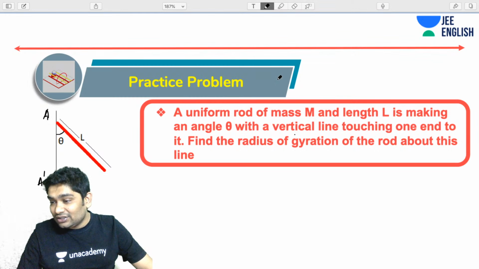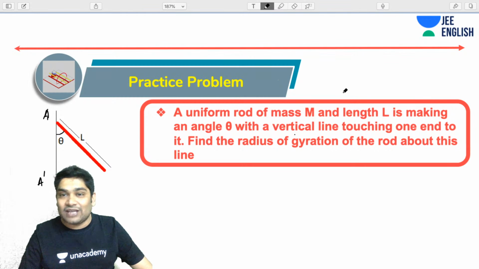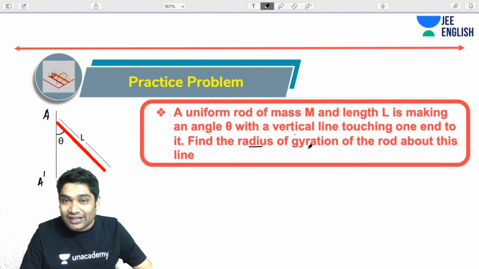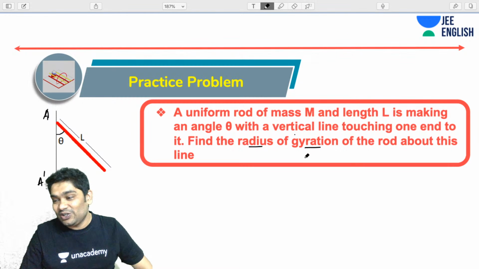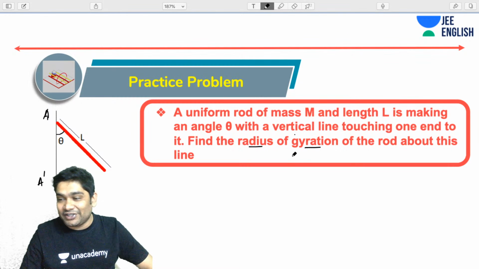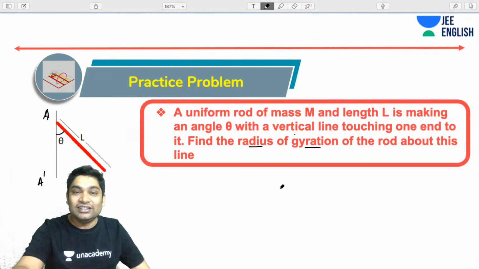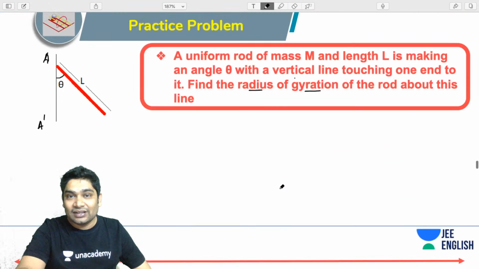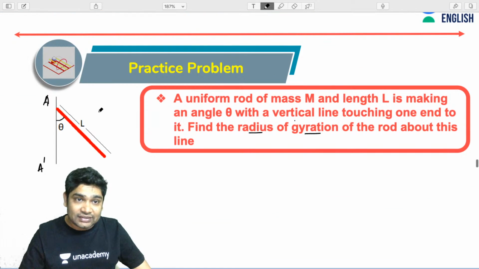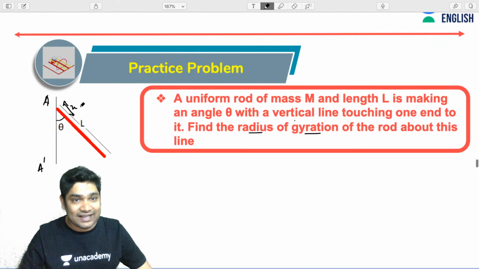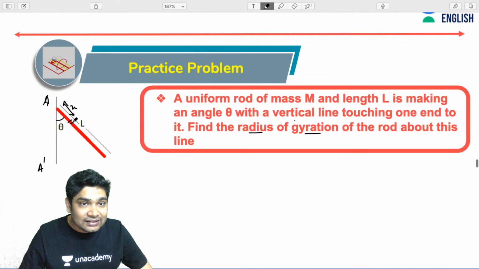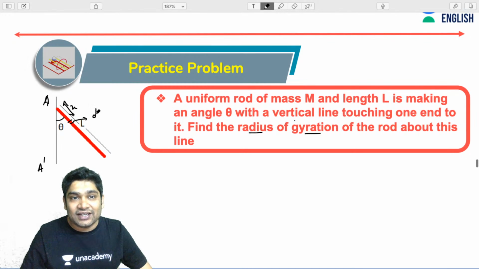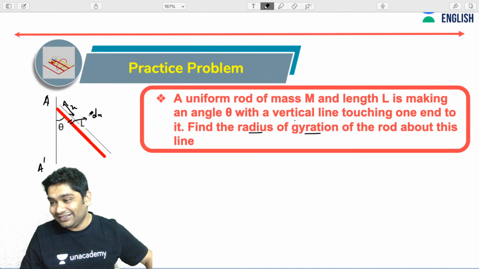Rishabh says mL square by 3 sine square theta. So what has been asked, Rishabh? You have been asked the radius of gyration, not the moment of inertia. Let's see. What we can do is consider an element which is at a distance x and has a thickness dx. So first I need to find the moment of inertia.